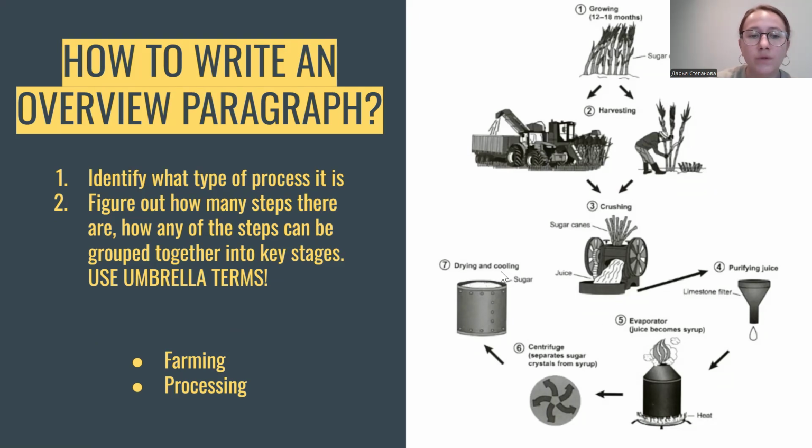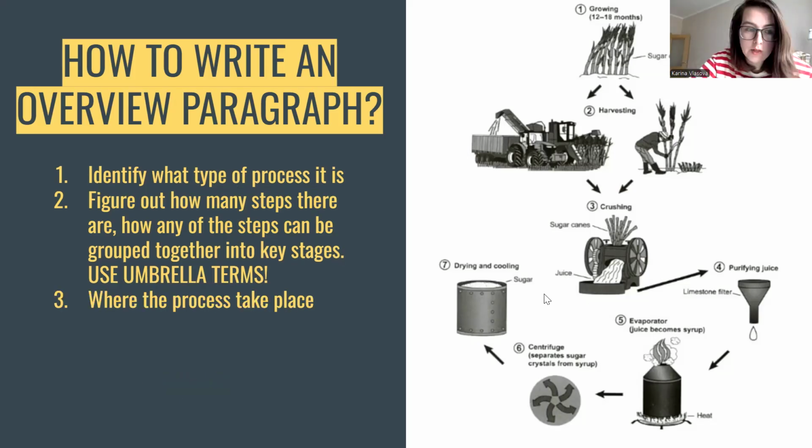So with the help of this key step, when you figure out how many steps there are, how these steps can be grouped together into key stages, and when you use umbrella terms to name these key stages, you show the examiner that you can summarize, group, compare and contrast. You show your IELTS academic skills. Be very attentive to the criteria. In the criteria, you'll see compare where relevant, summarize where relevant. That is a relevant place to compare and summarize.